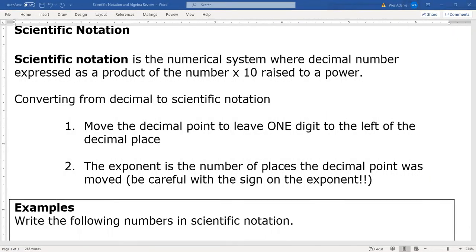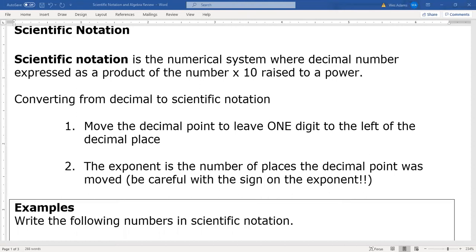Okay, let's talk a little bit about scientific notation. Scientific notation is a system where you have a decimal number expressed as a product of a number times 10 raised to a power. So to do that, you're going to move the decimal point and leave one digit to the left of the decimal place, not 2, not 3, just 1. And then you're going to move the decimal into the right position by putting a 10 to a power.